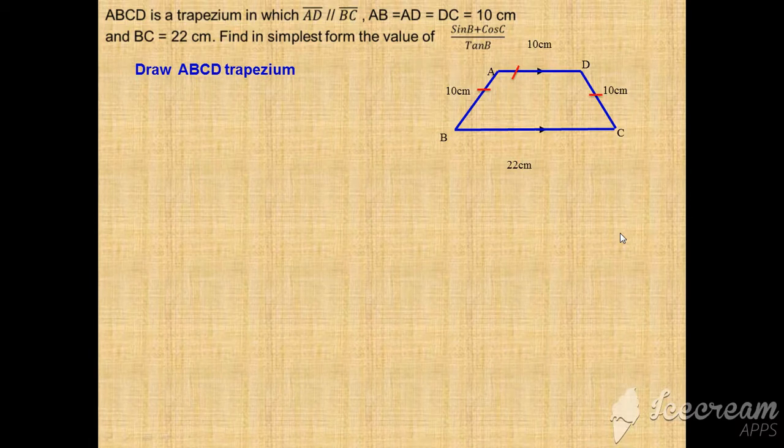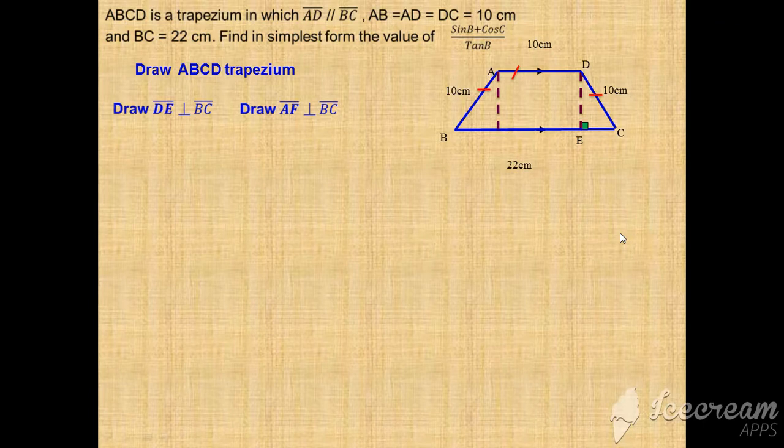BC equals 22. Find the value of sine B plus cosine C over tan B. Before we start, if I need to find sine or cosine or tan for any angle, I have to put this angle in a right angled triangle. So I have to draw first DE perpendicular to BC like this. Then I'm going to draw another perpendicular, AF perpendicular to BC, because I need sine or cosine or tan for angle C and B also.